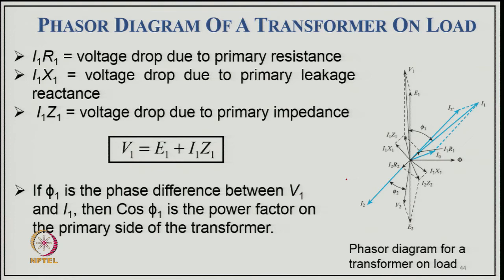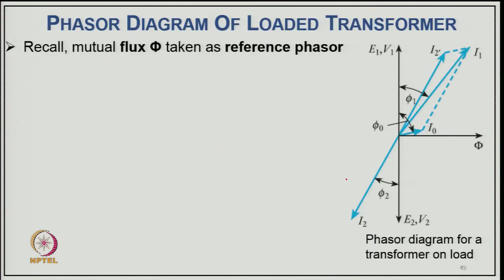So, we can call it here: I 1 R 1 is the voltage drop due to primary resistance, I 1 X 1 is the voltage drop due to primary leakage reactance, and I 1 Z 1 is the voltage drop due to primary impedance, that is V 1 equal to E 1 plus I 1 Z 1, where phi 1 is the phase difference between V 1 and I 1, and cos phi 1 is the power factor of the primary side of the transformer at the supply side. So, now you can call it typically under load.